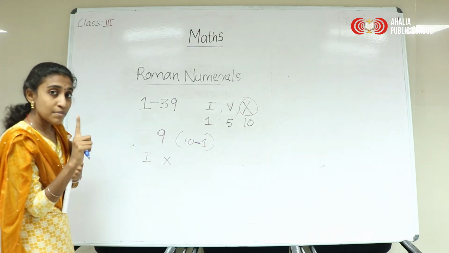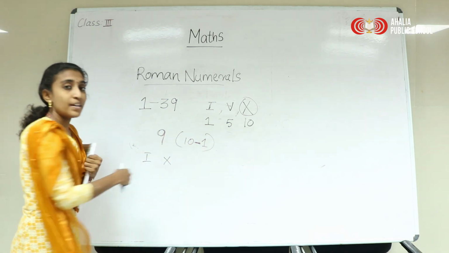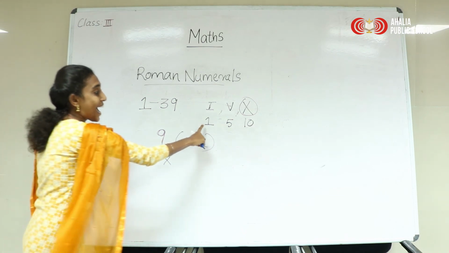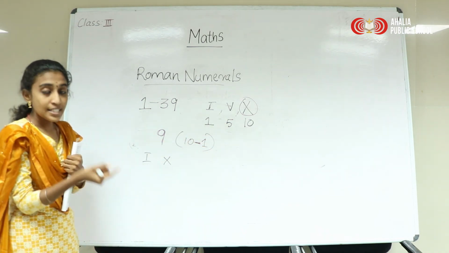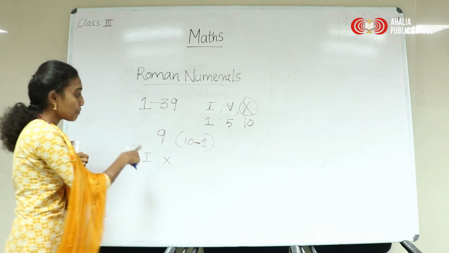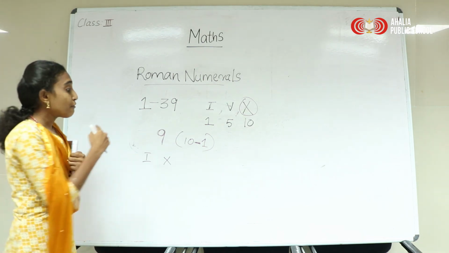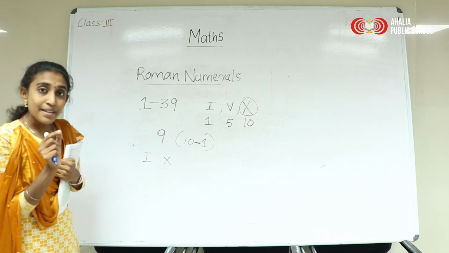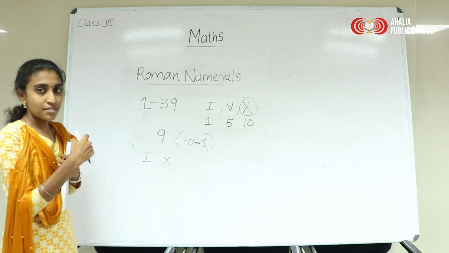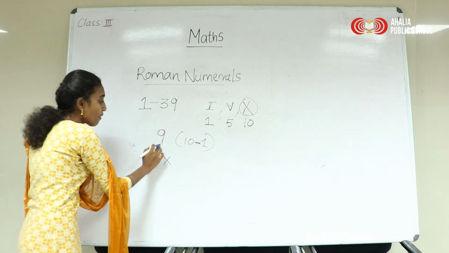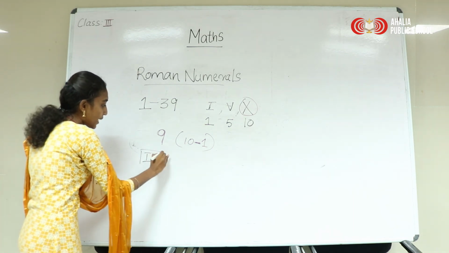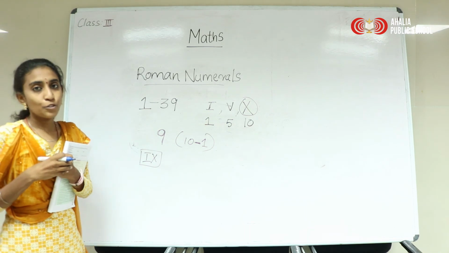So, which number comes first? The smallest number comes first. Okay? While we are forming a number by adding any of these two numbers, we will write the greater number first. While we are forming a number by subtracting any of these numbers, we will write the smallest number first. Which is the smallest number here? 1 and then 10. So this is how you write 9 in Roman numerals.